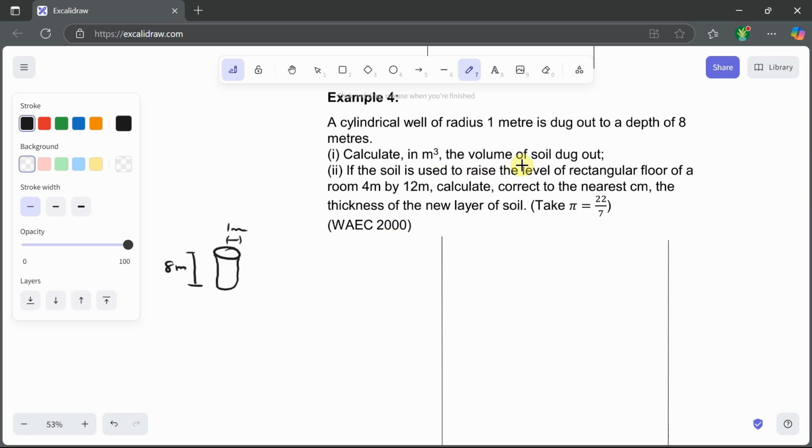So we want to find the volume of the soil dug out. If this was the ground, they've removed this amount of soil from it in the shape of a cylinder. So the volume of that soil, we can just use the volume of a cylinder, which will be pi r square h, and this is 22/7 times 1 squared times 8. So 22 times 8 divided by 7 will give you 25.143 meter cube. So we have that.